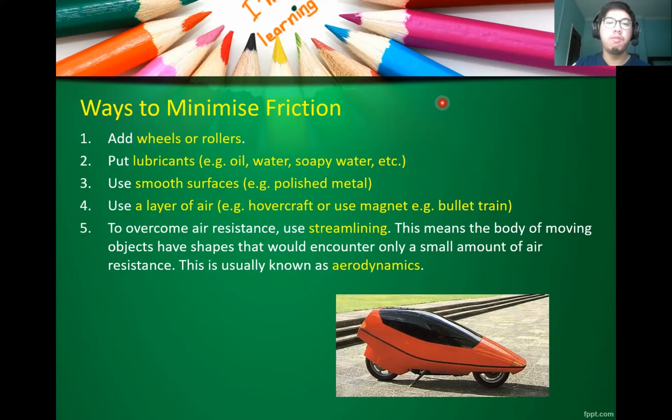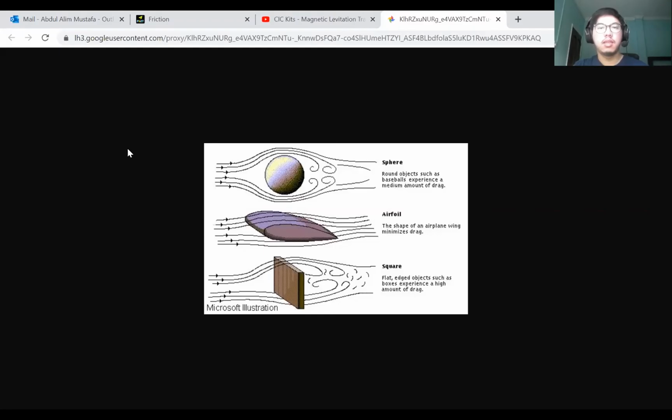Number five, you overcome air resistance or friction using streamlining. So streamlining means the body of moving objects have shapes that would encounter only a small amount of air resistance. Another name for streamlining is aerodynamics. Streamlining or aerodynamics, basically you just make sure you have a shape that will go through air quite quickly, or in other words, it can cut through air quite smoothly.